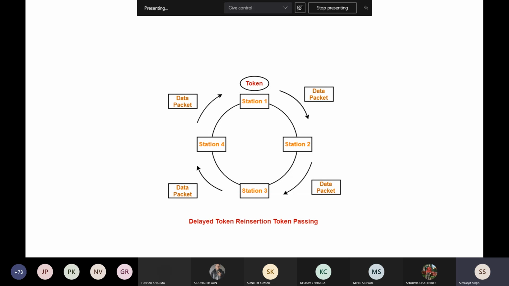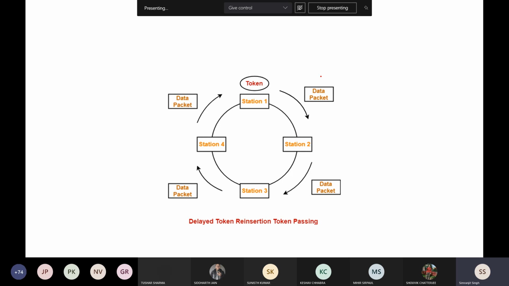Now why is it called delayed? Because it is waiting for the data packet to come back to it. When it has transmitted the data packet, it could release the token, but it is still waiting for the data packet to come back. Only then will the station release the token. That is why it is called delayed. It might have released the token earlier, but it is delaying until it gets the packet back.